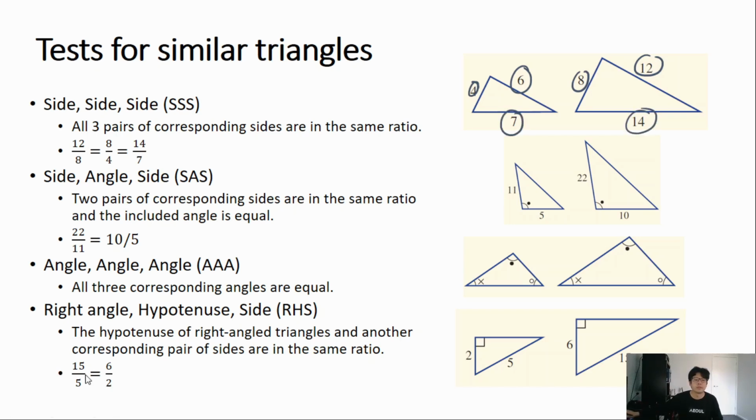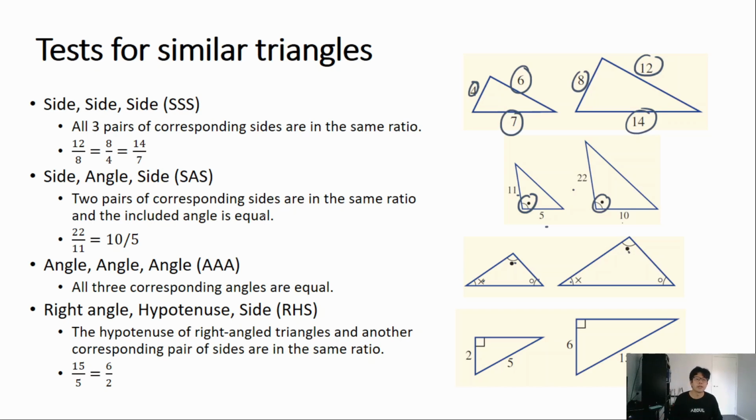Next one, side, angle, side, is when two pairs of corresponding sides are in the same ratio and the included angle is equal. So these two angles here are equal, denoted by the same sign there. And to get from 11 to 22, we'll multiply by 2. And to get from 5 to 10, we'll multiply by 2. So that means they're in the same ratio as well. Next one, angle, angle, angle, is when all three corresponding angles are equal. So that means all three corresponding angles will be of the same size.